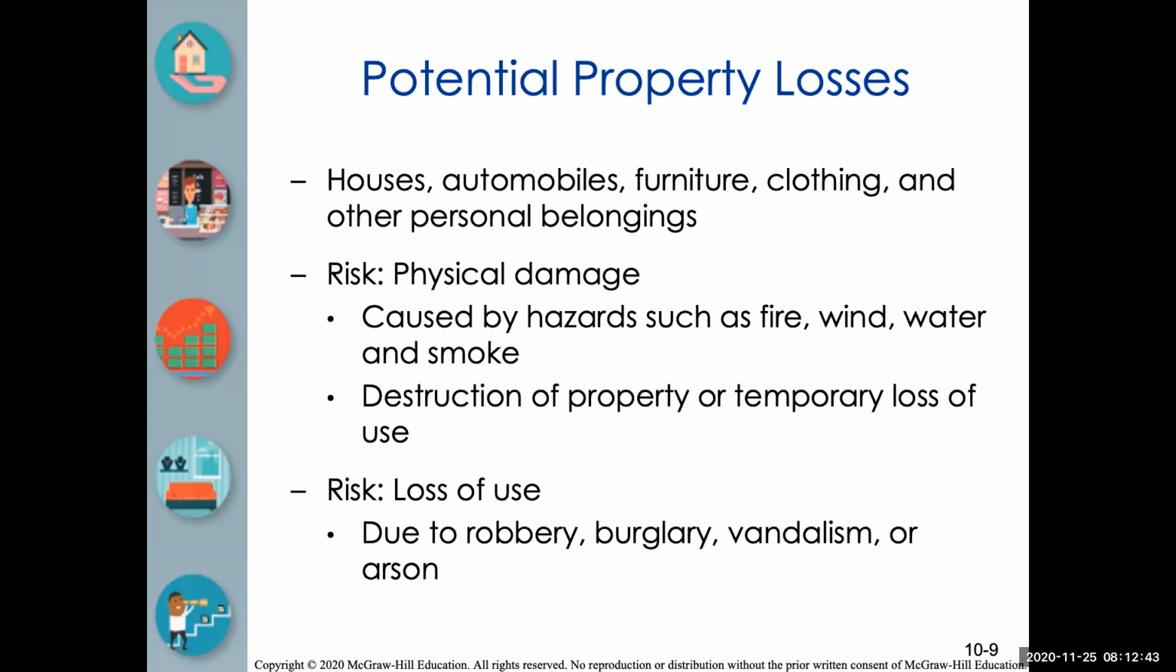And we have the risk associated with physical damage. Okay, this is the damage to the home itself. So caused by the hazards that we were talking about, okay, or the perils, more appropriately, fire, wind, water, and smoke. And we also have the destruction of property or the temporary loss of use. Okay, if something happens to our home, we can't live in our home until it has been repaired, then we have to go find another place to live for that period of time.